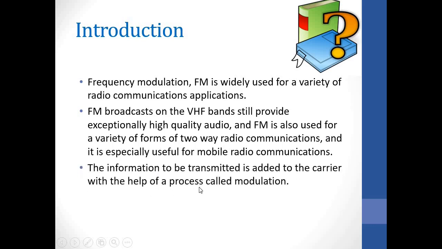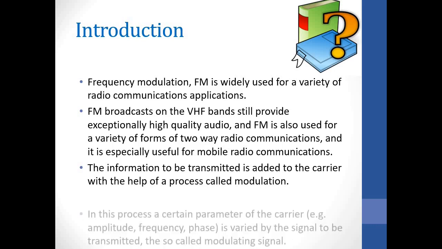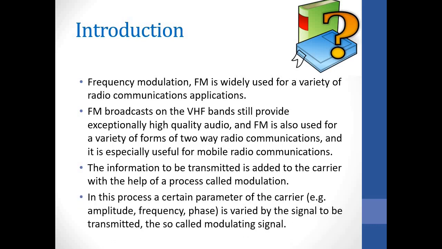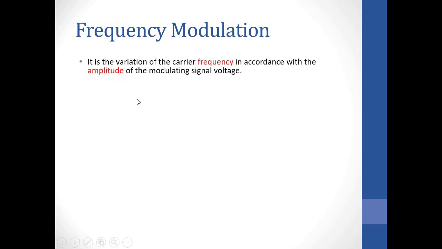The information to be transmitted is added onto the carrier by the process of modulation. We have already described modulation as the process of inserting an information signal onto the carrier. So in this case, we also say that when we insert this information, we either vary the amplitude, frequency or phase of a carrier. So in our frequency modulation, what we are varying is the frequency of the carrier. The carrier is being varied in accordance with the amplitude of the modulating signal.